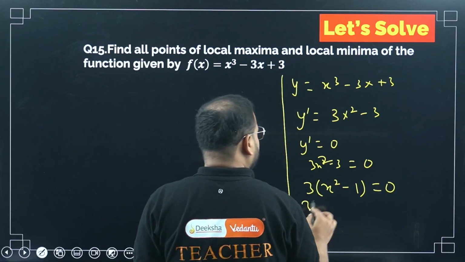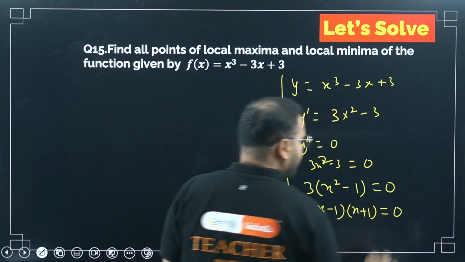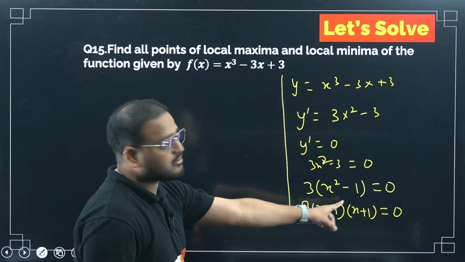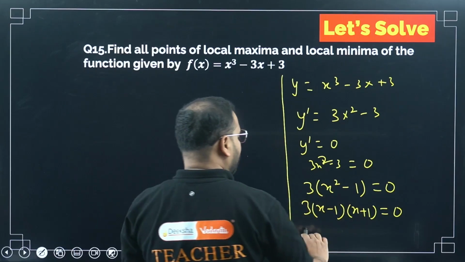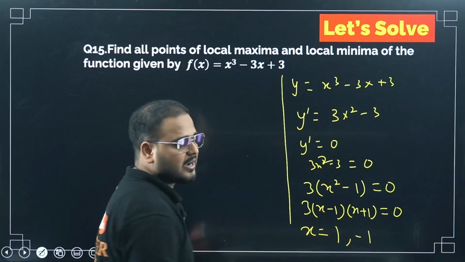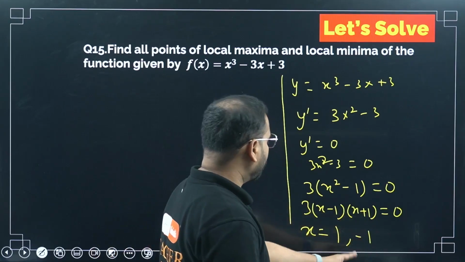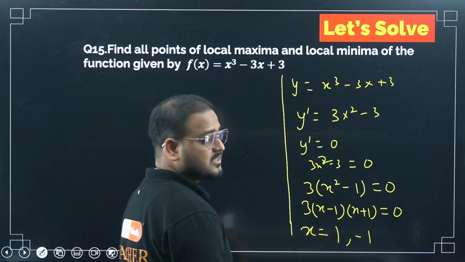What is it going to be? 3 times of (x minus 1)(x plus 1) equal to 0. Yes, a square minus b square formula: (a minus b)(a plus b). Then put this and get me the critical values. From the first bracket I'll get 1, from here I'll get minus 1. Two values, plus 1 and minus 1. Critical values are plus 1 and minus 1. Alright, x is plus 1, x is minus 1.